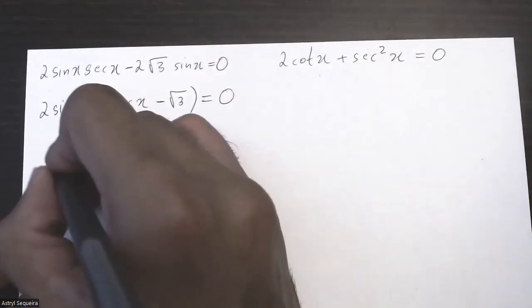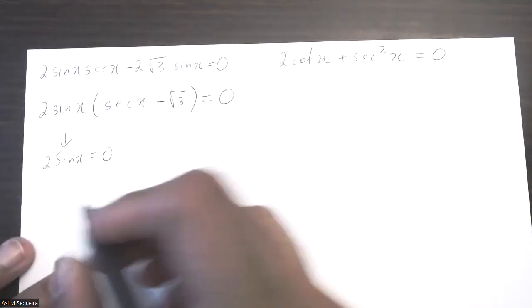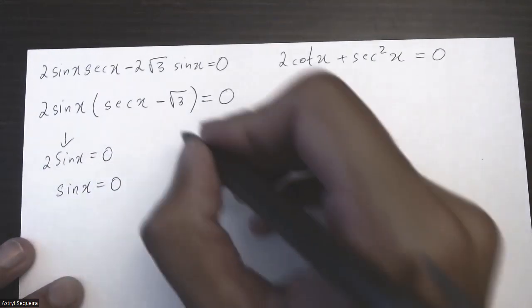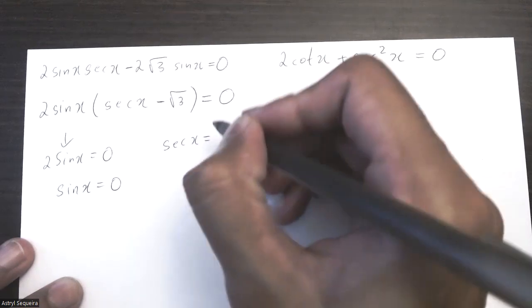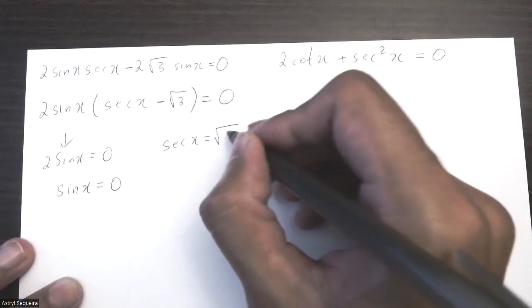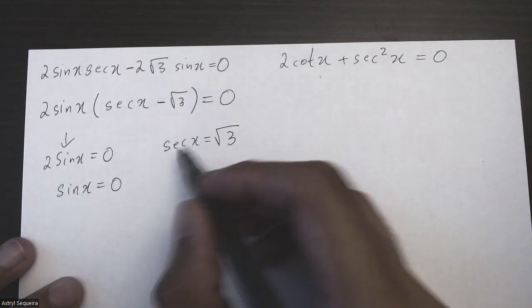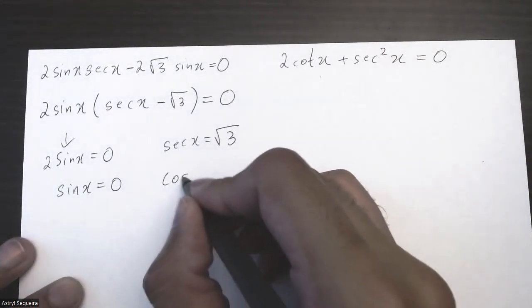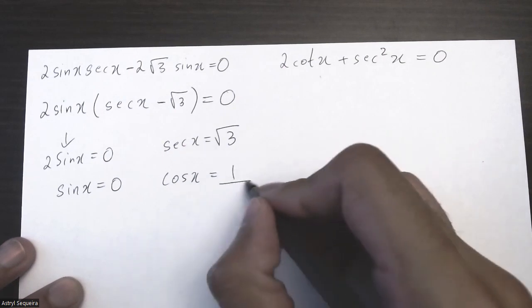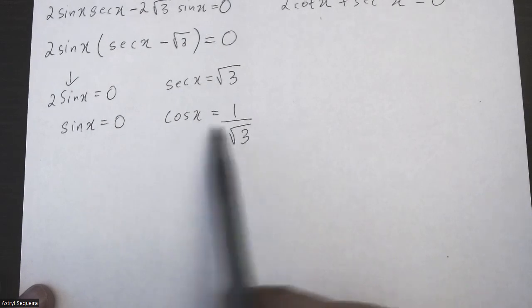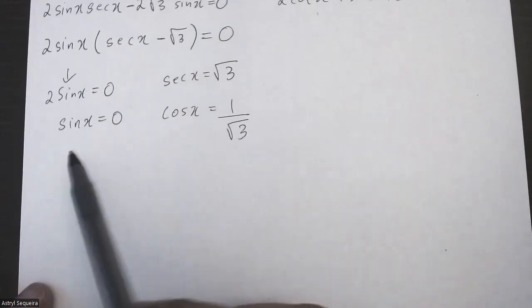This is just going to be 2 sine x equals 0, which means that if I divide by 2, sine x equals 0. And this is going to be sec x equals positive root 3 if you make it equal to 0 and solve it, which means that the reciprocal of sec is cos. So cos x equals 1 over root 3. Now I have to solve these two linear trig equations for my x.